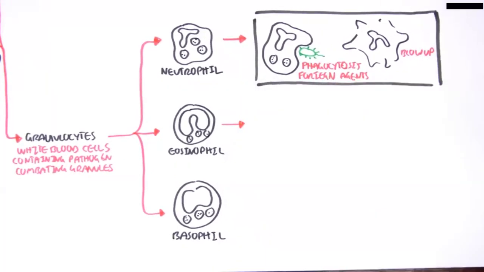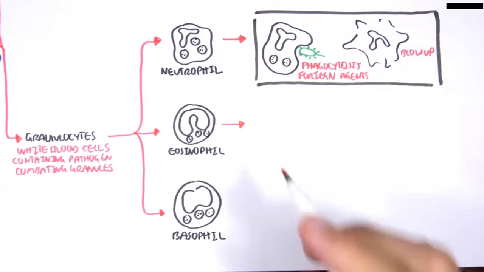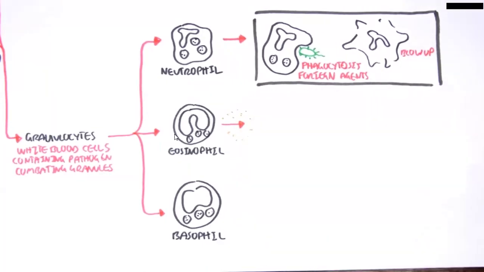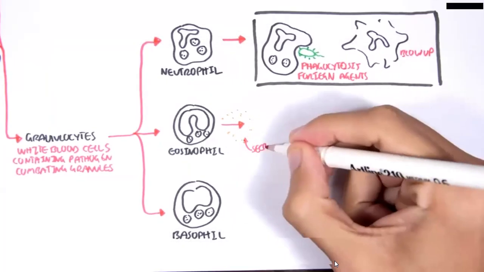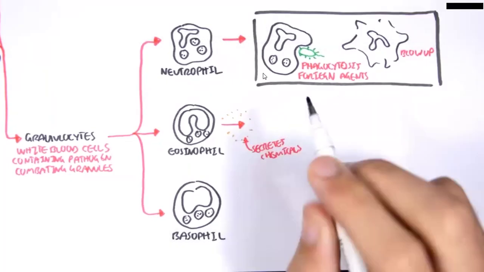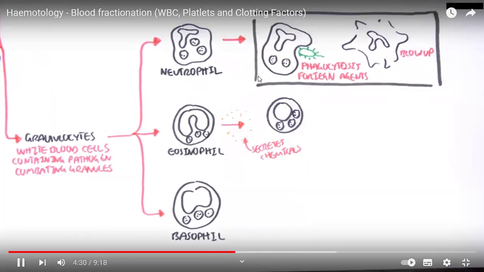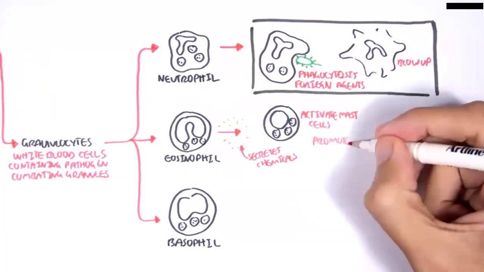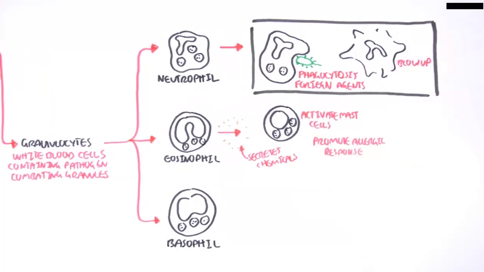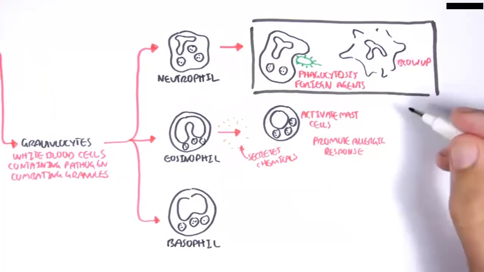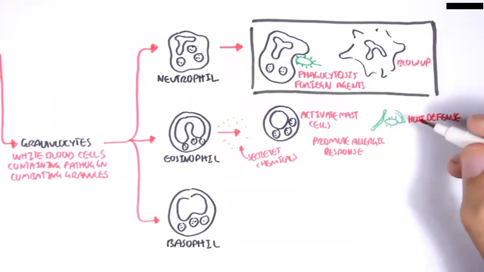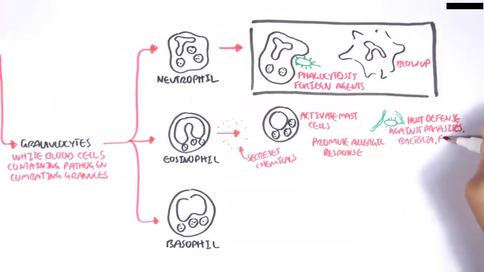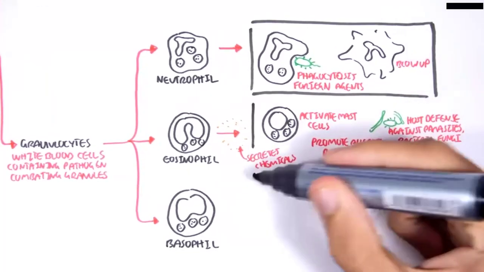The eosinophils are cells that are part of the immune response. They release chemicals that will activate another cell called mast cells, and this will essentially promote the immune response. The eosinophils also have a role in fighting parasites and fungi, and they are a big factor in the pathogenesis of asthma.